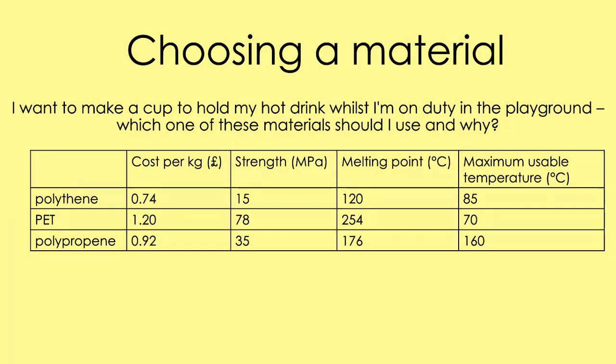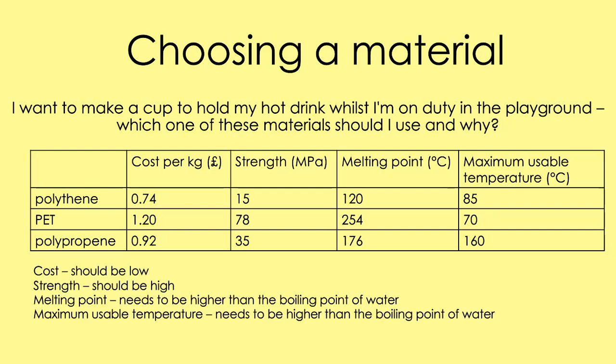The melting point and the maximum usable temperature are important: they need to be above the boiling point of water. Because it's a hot drink, I'm going to pour boiling water in from the kettle. That's going to be 100 degrees C. So I obviously don't want it to melt, and it needs to be usable at that temperature. Even if it's not melted, it might just soften so much that it's not going to be used anymore. Quick summary of those 4: cost should be low, strength should be high, melting point and maximum usable temperature need to be higher than 100 degrees C.